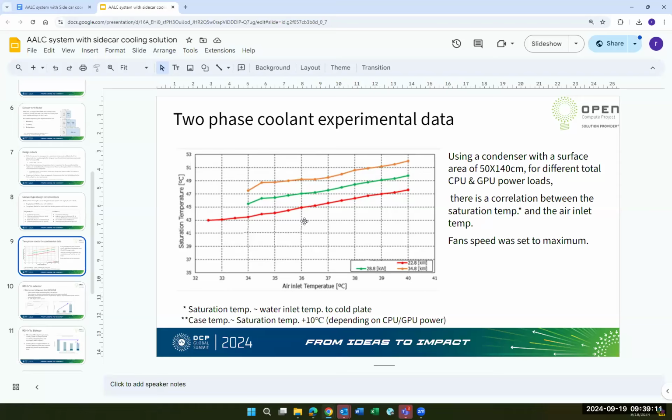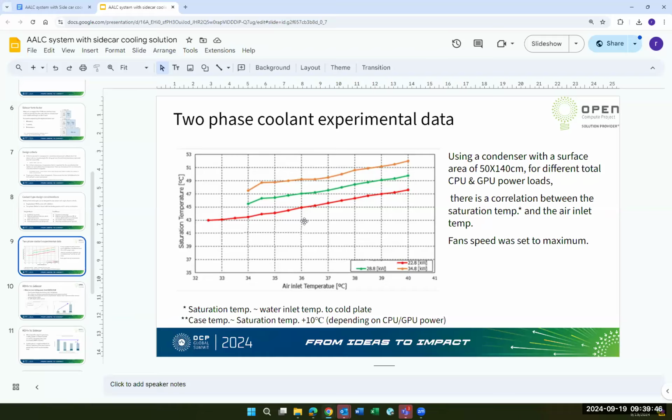Yeah, at least we cannot have a single-phase comparison of saturated temperature versus air inlet temperature. That is not a fair comparison. Yes, this is the same. The saturation temperature is like the temperature of the water. The cold water temperature is very similar to the saturation temperature. Correct, if you want to compare.